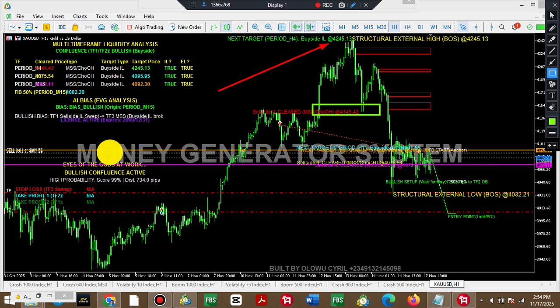Now, this is how the system works. Let me show you. So as it is now currently, initially, please let me give you a rough sketch. On that gold pair, price was giving us what? Higher high initially, right? Meaning that price was moving towards the upside.